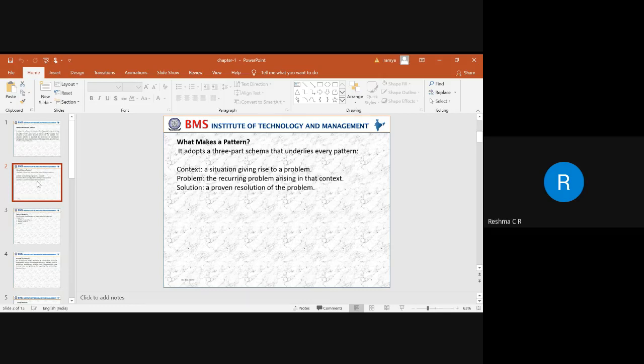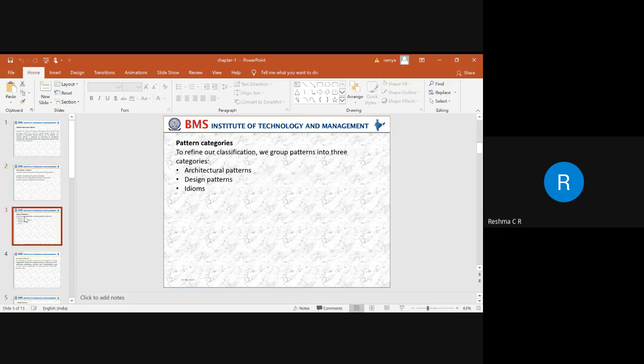Okay. So the next thing is we need to have pattern categories. So what are the different pattern categories that we are having? One is an architectural pattern, one is a design pattern, and one is an EDM. So these are the three different pattern categories that we are trying to have.